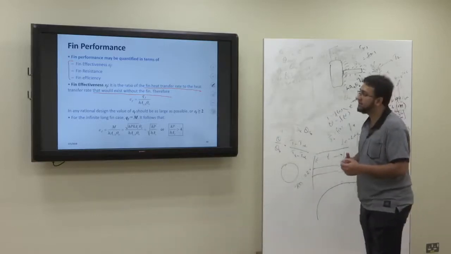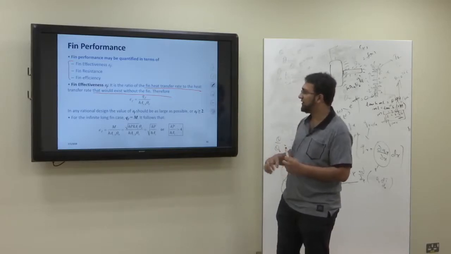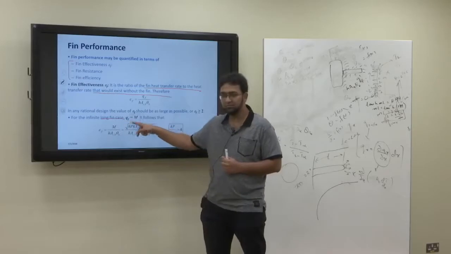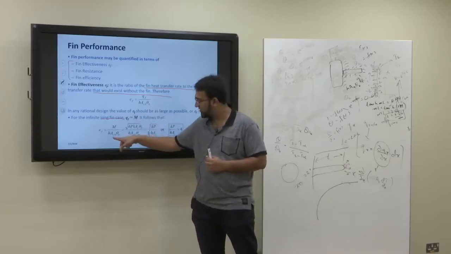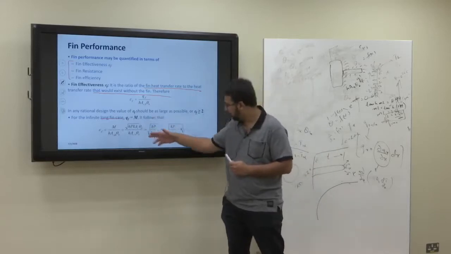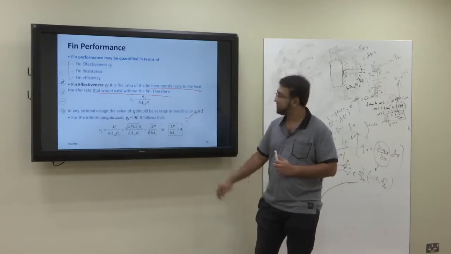So that's the fin effectiveness. So suppose for an infinitely long fin case, QF will be capital M. Then it will be M upon h A_CB theta B. Substitute the value of M and you get this thing. Is it clear?